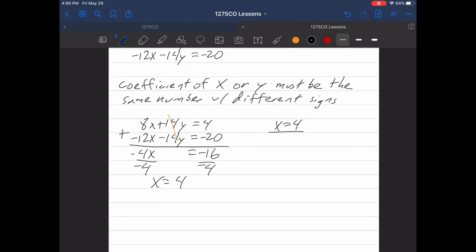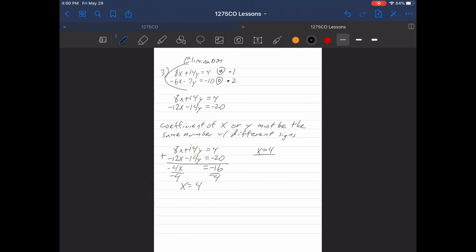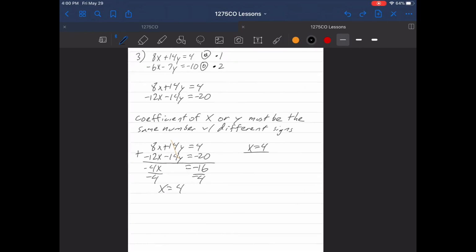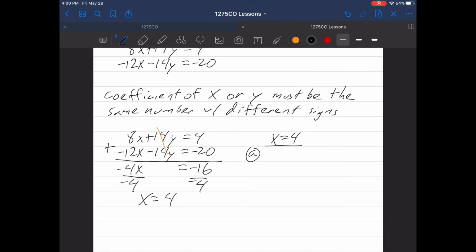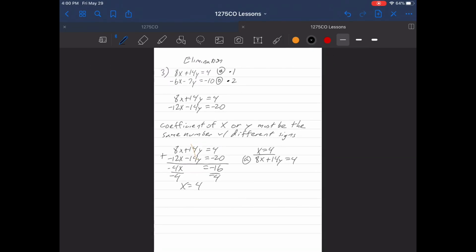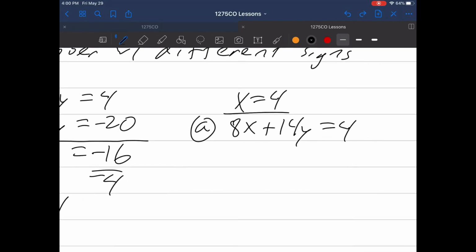So if x is equal to positive 4, that means either equation A or B. Let's take equation A. 8x plus 14y equals 4. Plug into one of your original equations. Equation B got changed into this, we don't need to use that. You can go back to your original equation B if you want to, but I'm just going into equation A because it looks easier. Everything is positive here.